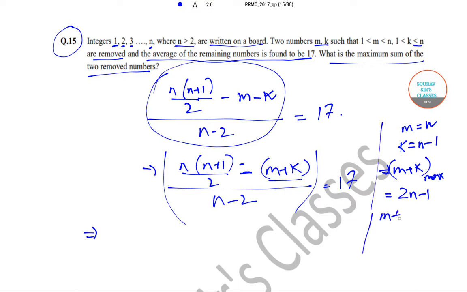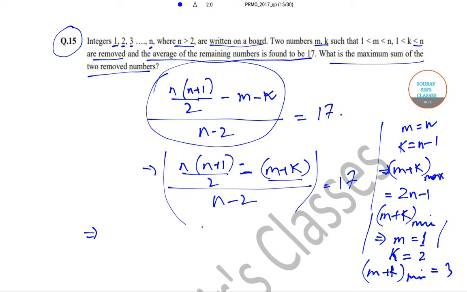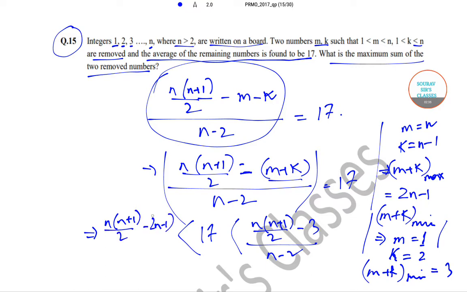Now if m plus k has to be minimum, then we can take m equal to 1 and k equal to, suppose, 2. In that case m plus k minimum will be equal to 1 plus 2, that is 3. So therefore 17 will lie between n into n plus 1 by 2 minus 3 upon n minus 2, and n into n plus 1 by 2 minus twice n minus 1 upon n minus 2. So this is the range.